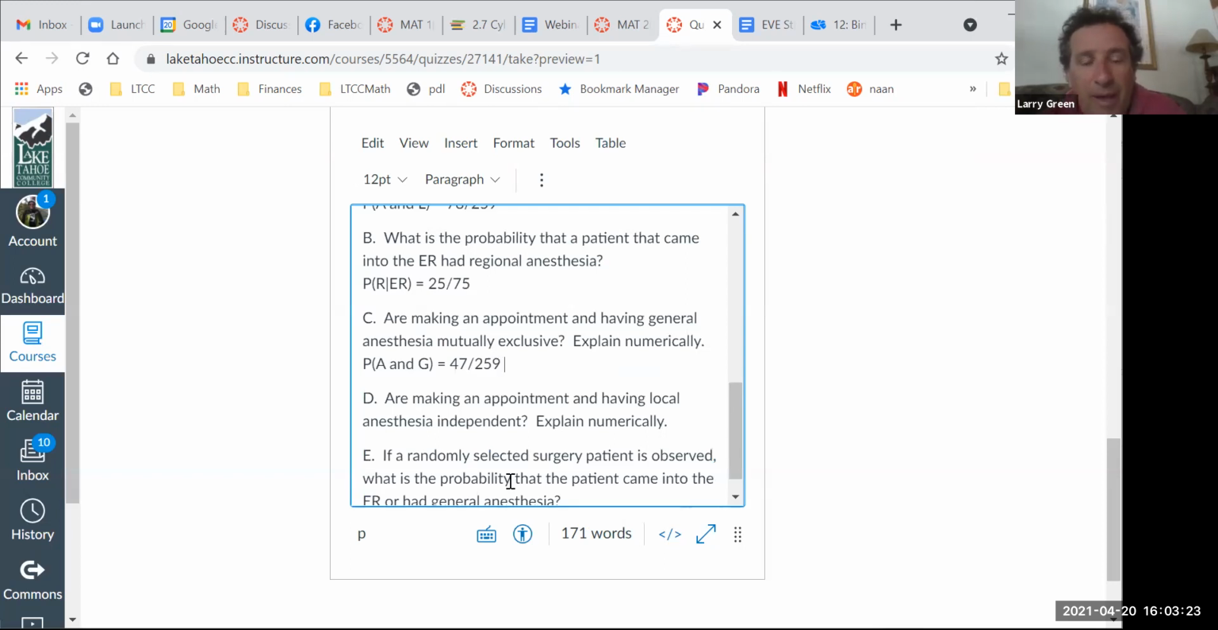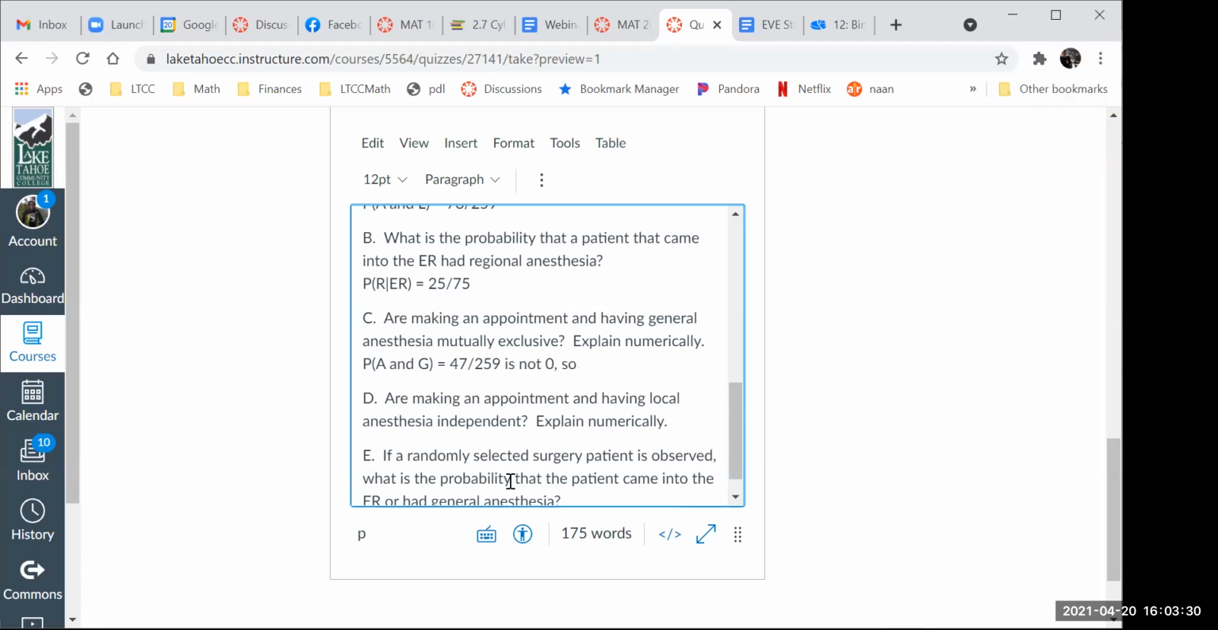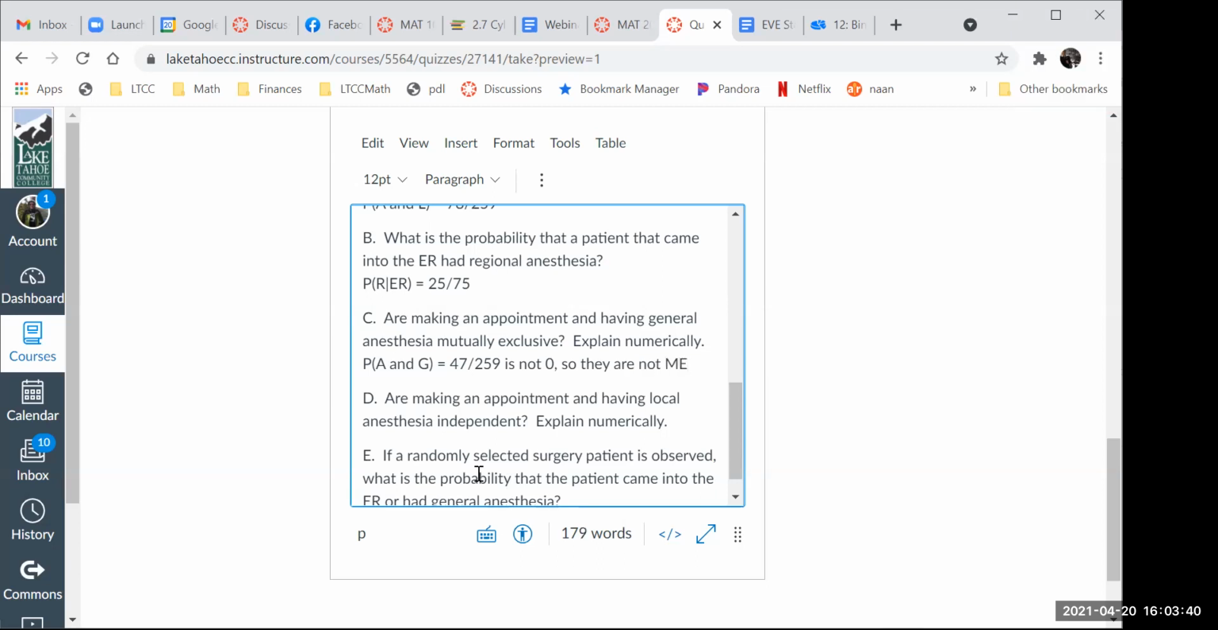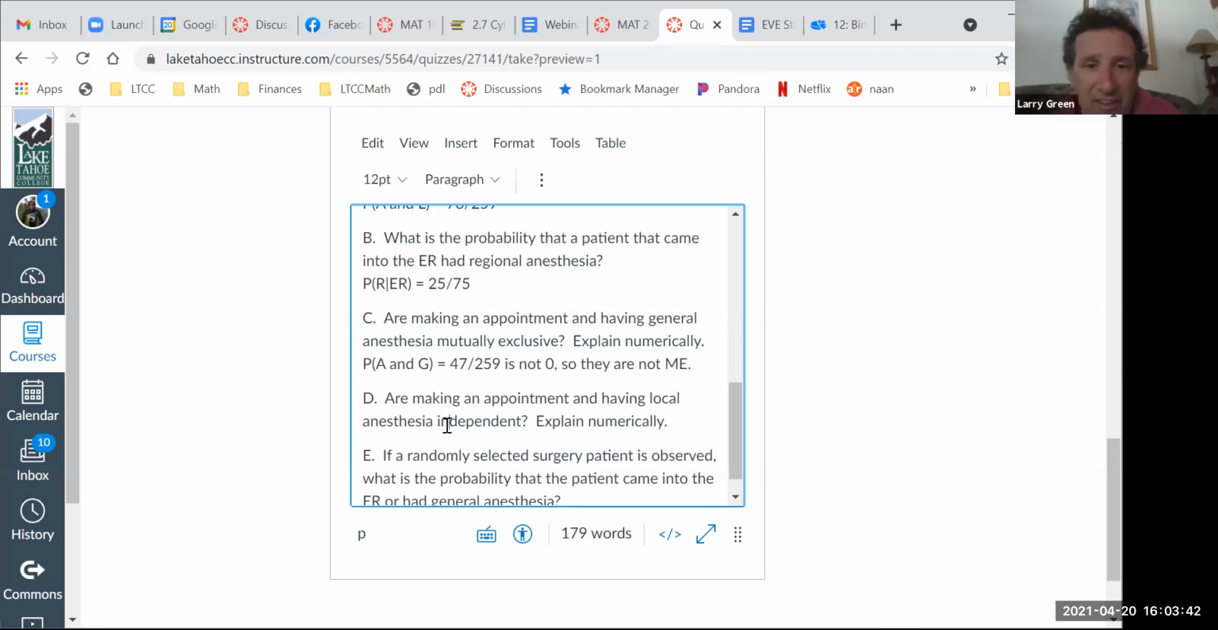What's the important thing about that fraction? It's not 0. So what can we conclude? It is not mutually exclusive. Yeah, they are not mutually exclusive. I'll write ME, less typing. Any questions on part C?